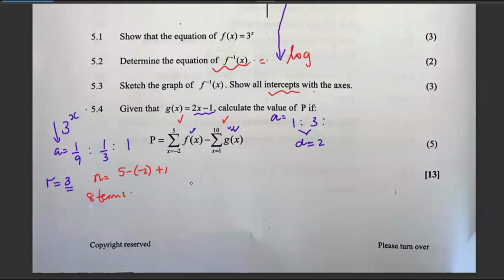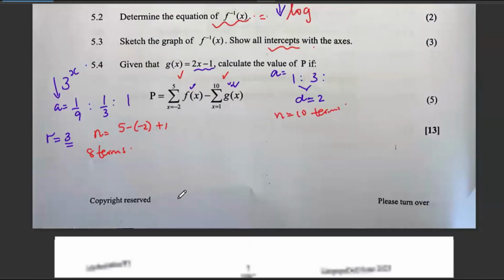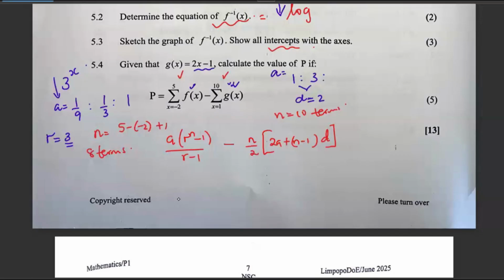Okay. Then for the next one, the last minus that plus 1. So our n here is going to be 10 terms. All right, let's get the general equation, meaning that we have our a into r to the exponent of n minus 1 over r minus 1. We are subtracting the n over 2 into 2a plus n minus 1 into d. I would have found the 10th term, but no, it's fine. Let's just use this one.